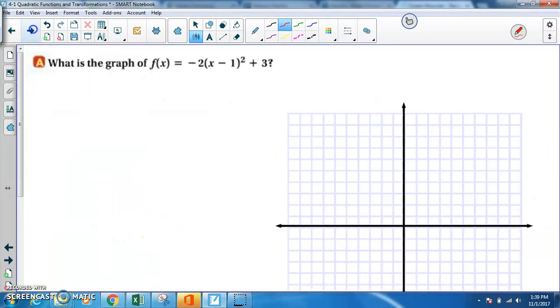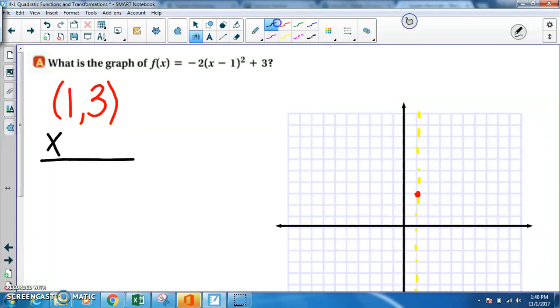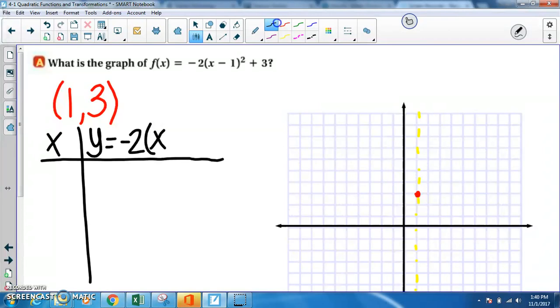What is the graph of negative 2 times x minus 1 squared plus 3? Vertex, opposite of the inside, outside: 1, 3. Graph my axis of symmetry. Pick one side. I'm going to still go to the right. So the value next to 1 would be 2.